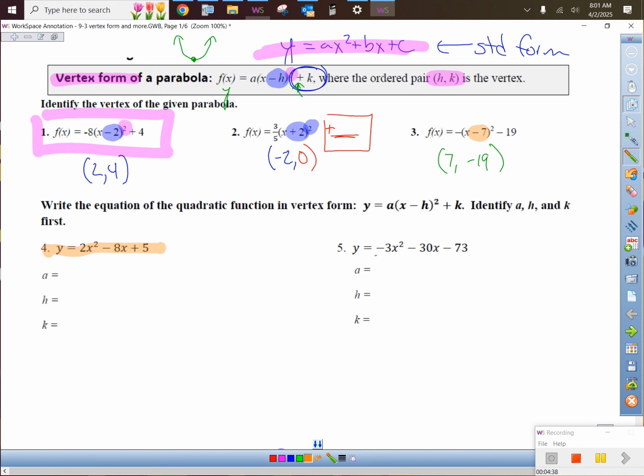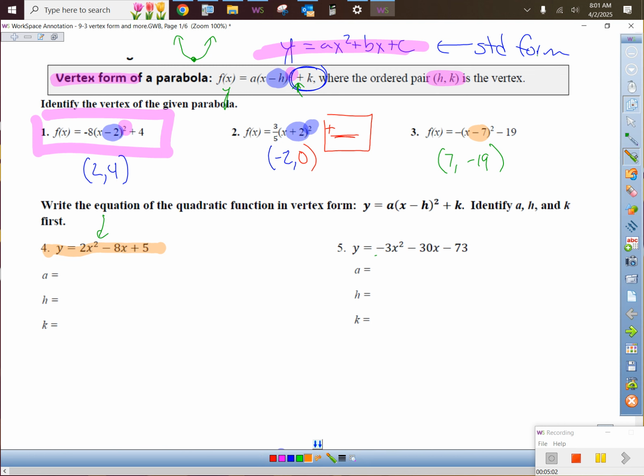I'm not asking if it's in vertex form. I'm asking, is it a parabola? Does it have a squared term as the biggest exponent you see? But what form is he in? Standard form or vertex form? Standard, right? So they're asking us to change it from standard form into vertex form.